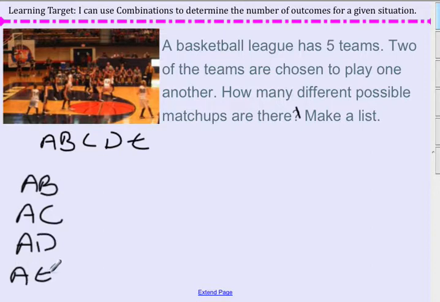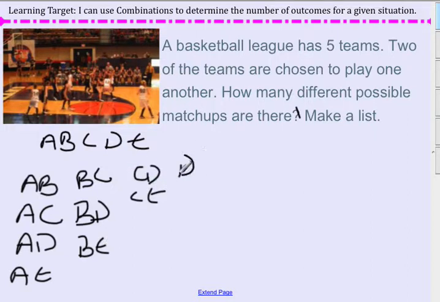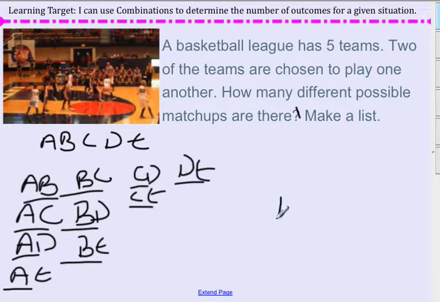Now, the key thing to remember is that if Team A plays Team B, that's the same as Team B playing Team A. So the reverse of those really means the same thing, so order doesn't matter. So I don't need to write BA because it's already included in AB. But Team B could play Team C, Team B could play Team D, Team B could play Team E. Likewise, C could play D, C could play E, and finally D could play E. So that represents all of our different combinations of the ways a team can play. So that's 1, 2, 3, 4, 5, 6, 7, 8, 9, and then 10.